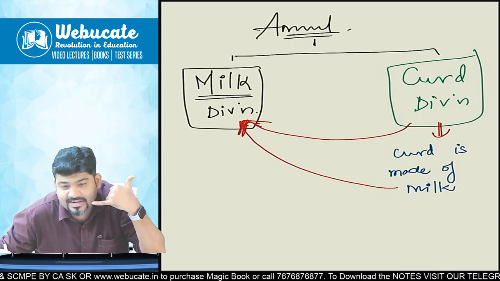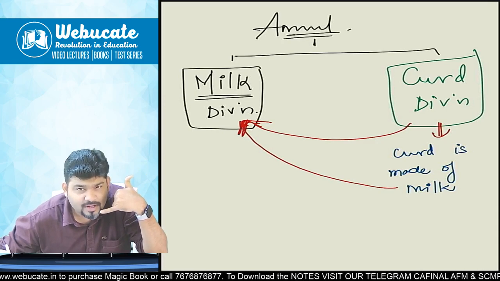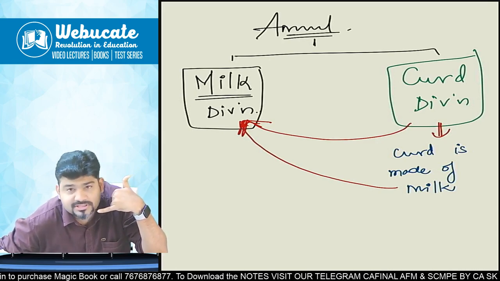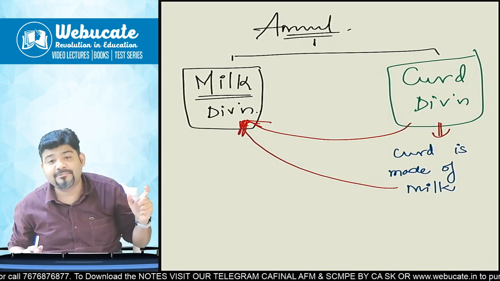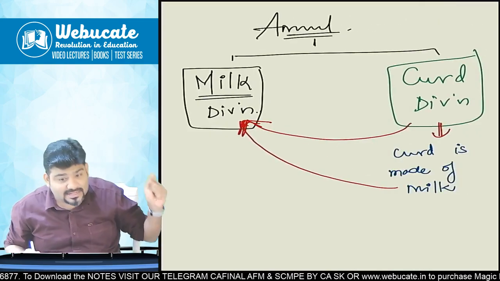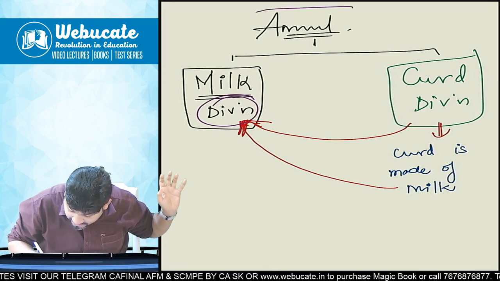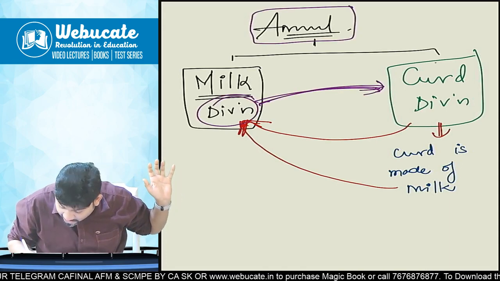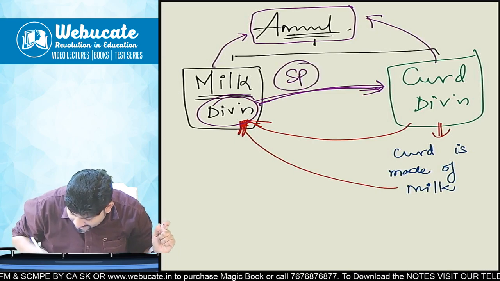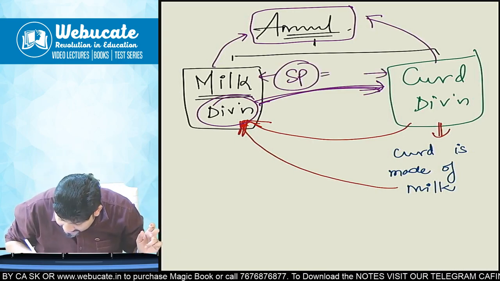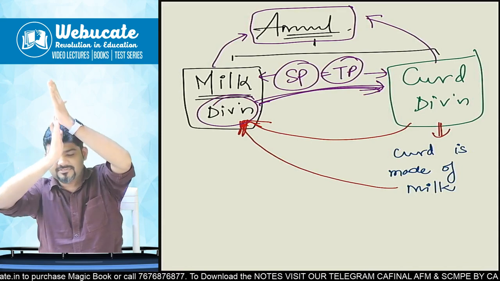So will this 100 tons of milk be sent to the curd division free of cost? No, sir. Variable cost? Maybe, sir. Total cost? Don't know, sir. Market price? We'll have to think, sir. And exactly this is why we have this chapter, because when there is a transfer of any product or services from one division of a main entity to another division of the same main entity, then the price to be charged by the transferor division to the transferee division, ladies and gentlemen, is called transfer pricing. Are we understanding?